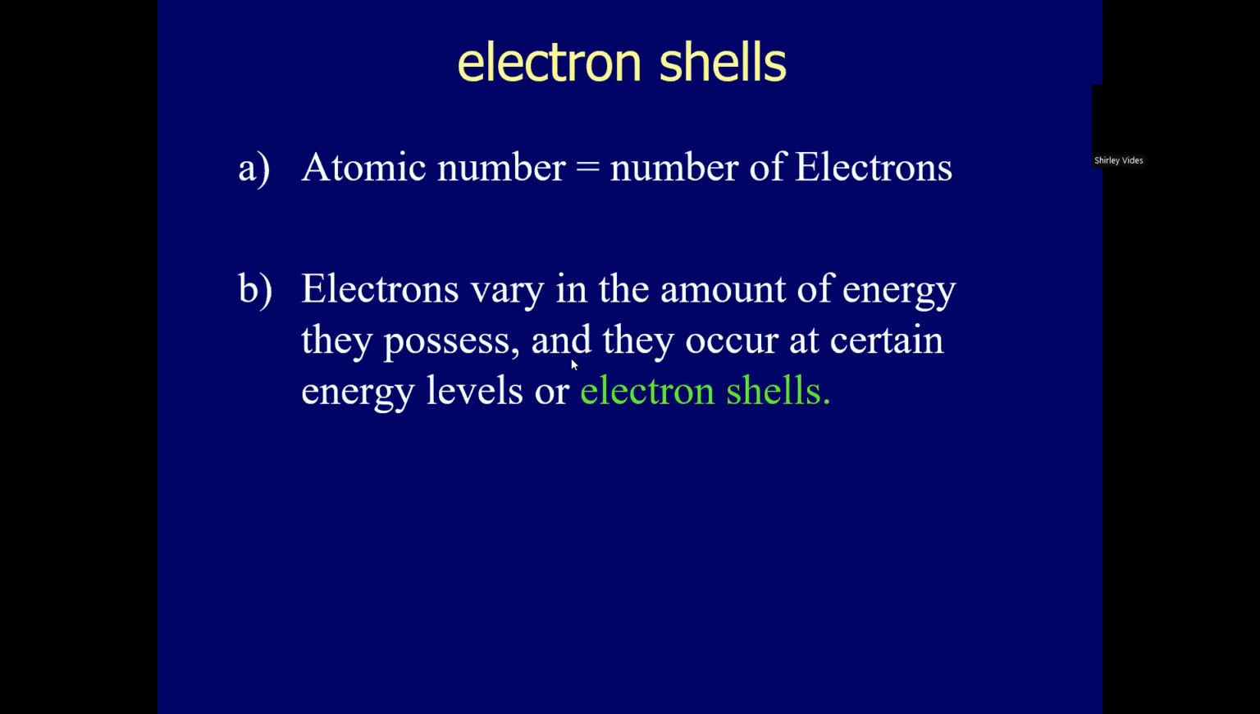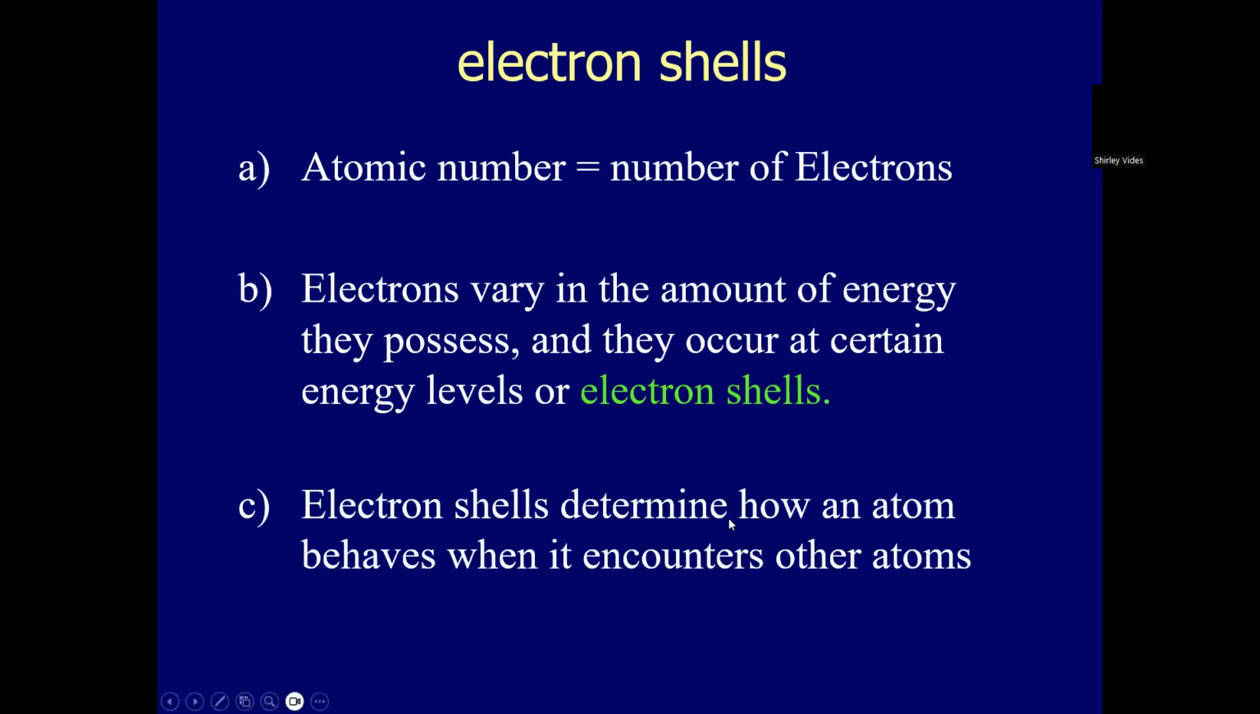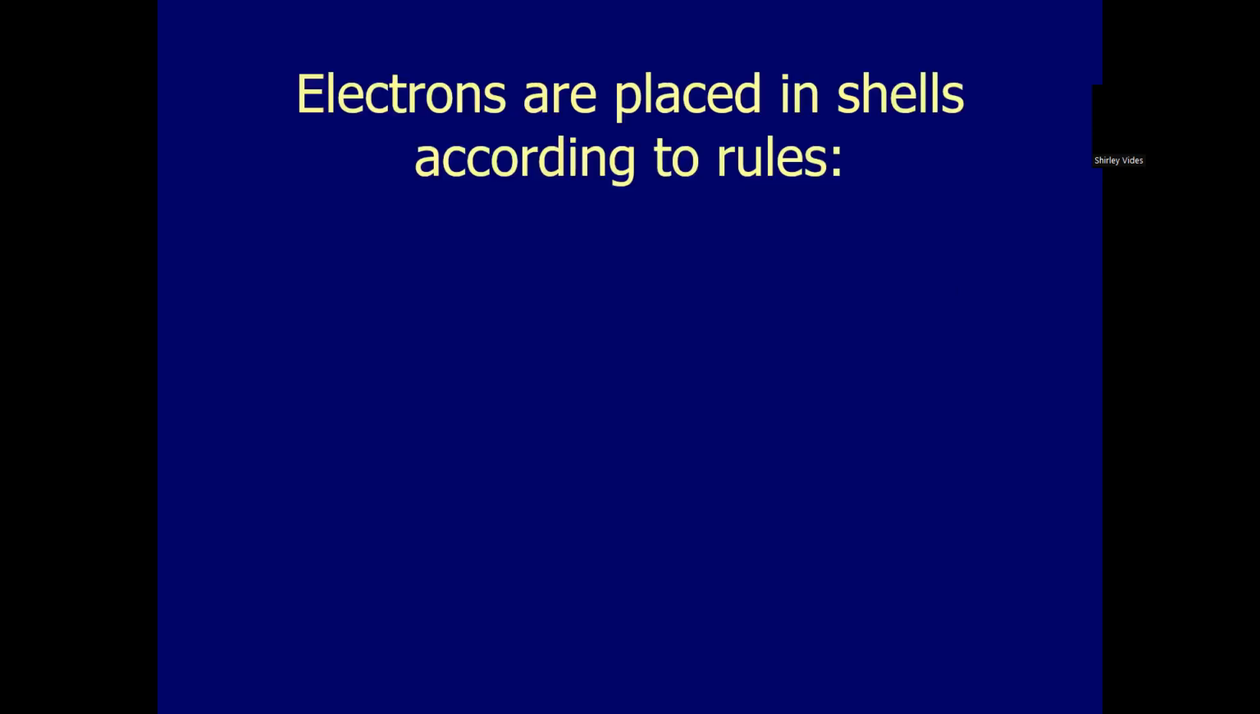The electrons vary in the amount of energy they possess, and they occur at certain energy levels. And we talked about how the closer you are to the nucleus, the lower the energy level, right? The less energy the electrons possess. Next, that is what determines how an atom behaves or bonds when it encounters other atoms.